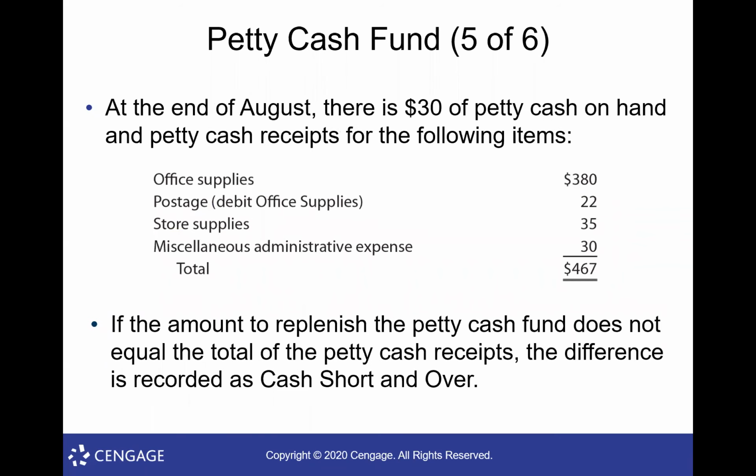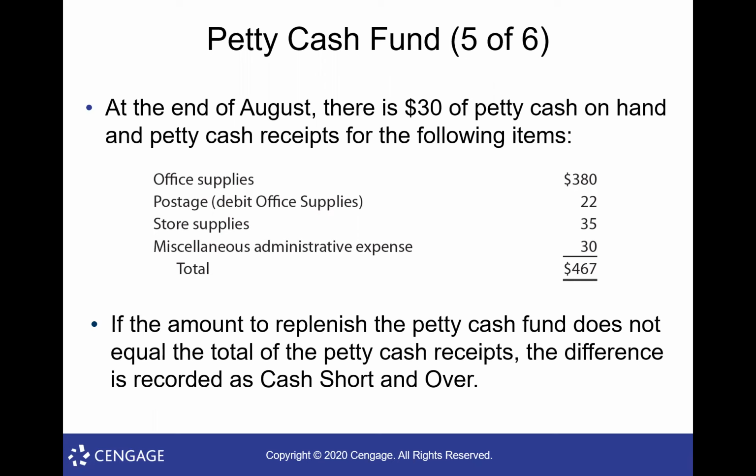And at the end of the month, we go in there and we have these little petty cash receipts or petty cash forms for office supplies of $380, postage of $22, store supplies of $35, and miscellaneous administrative expenses. So we can see that we spent $467 of that cash, okay? And so now at the end of the month, we replenish it and bring it back up to $500.